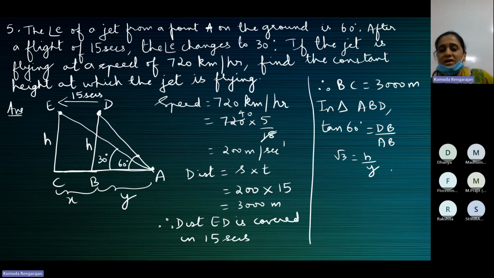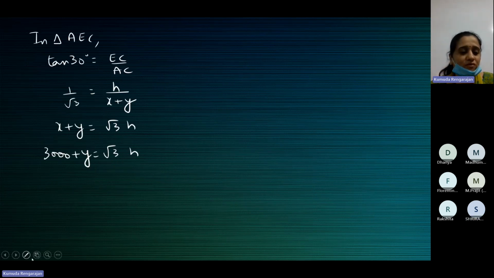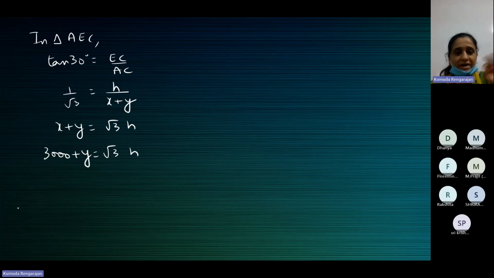So you go back here and write Y is equal to, like when you cross multiply, you get H is equal to root 3Y. So Y is equal to H by root 3. So come back here and instead of Y, you say H by root 3 because you want H, you don't want Y. If you don't want something, replace that with what you want.